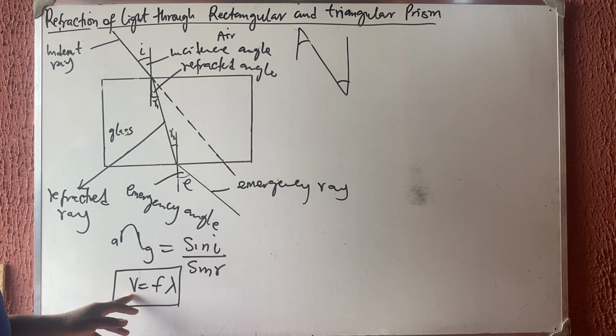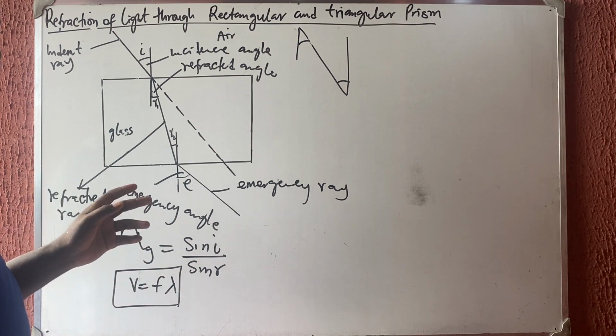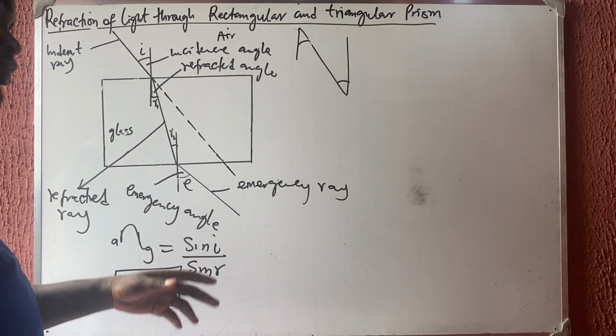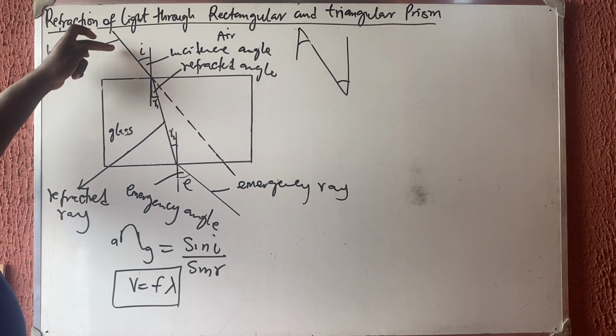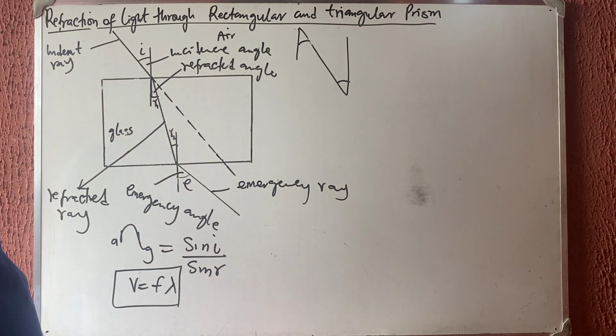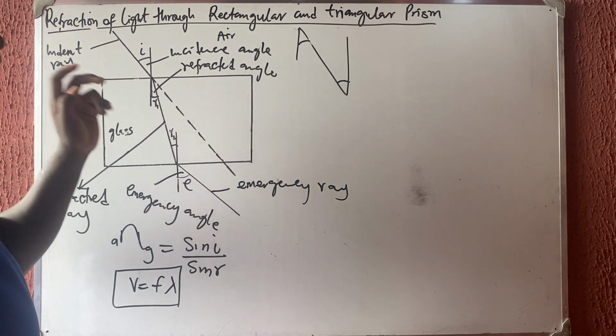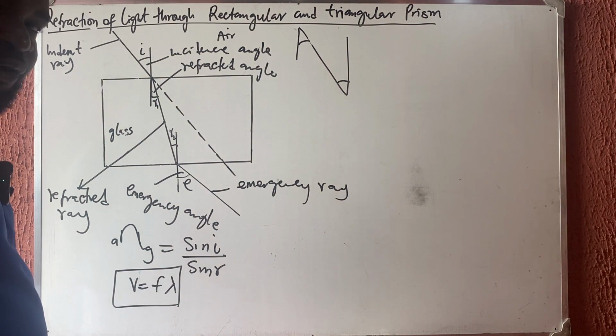And then you should know that the velocity and the wavelength differ in different media due to the density. The velocity in air is not the same as the one in glass. The same thing, the wavelength in air is not the same as the one in glass, but the frequency is the same.